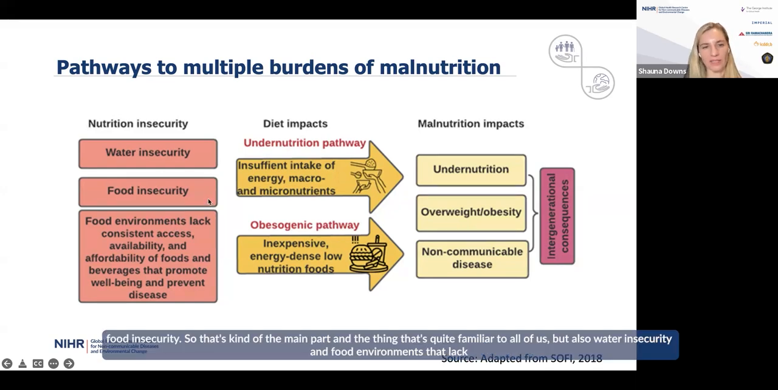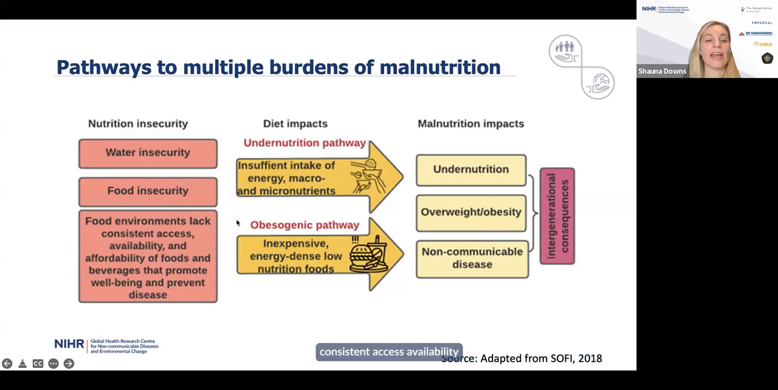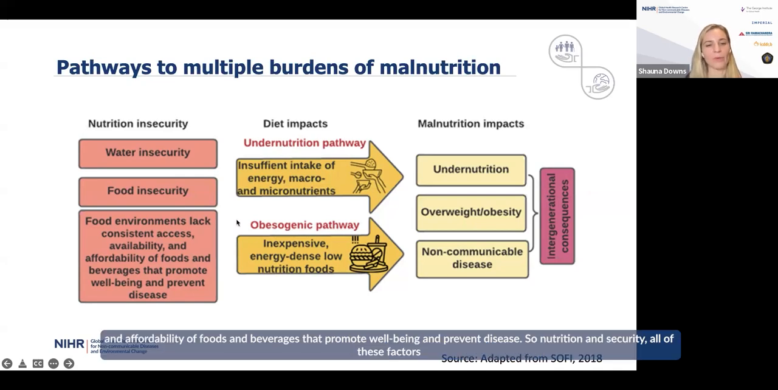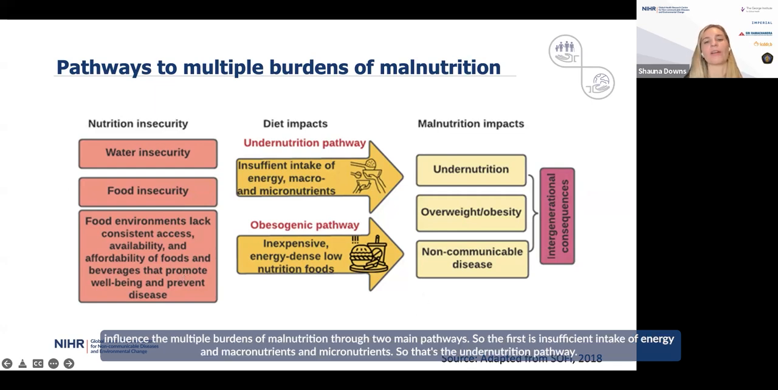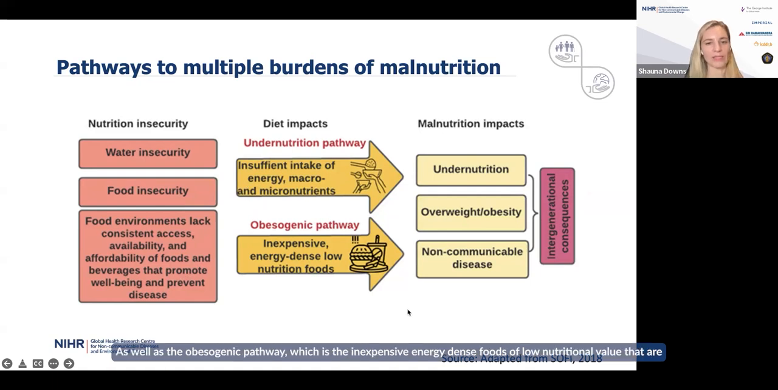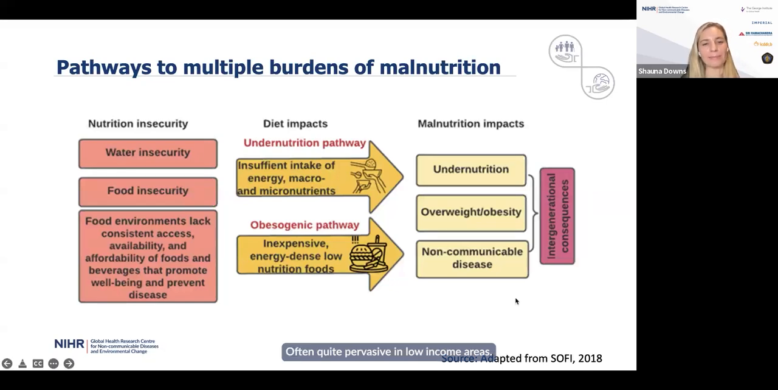So that's the main part and the thing that's quite familiar to all of us, but also water insecurity and food environments that lack consistent access, availability, and affordability of foods and beverages that promote well-being and prevent disease. So nutrition insecurity, all of these factors influence the multiple burdens of malnutrition through two main pathways. The first is insufficient intake of energy and macronutrients and micronutrients. So that's the undernutrition pathway, as well as the obesogenic pathway, which is the inexpensive, energy-dense foods of low nutritional value that are often quite pervasive in low-income areas.